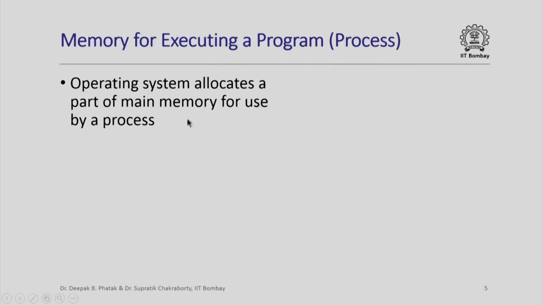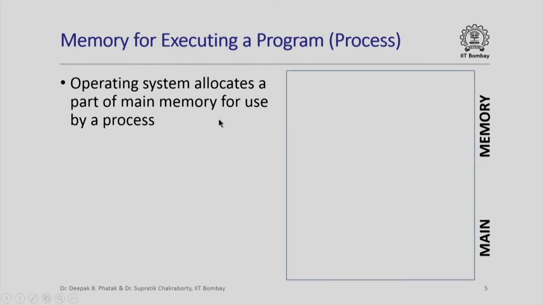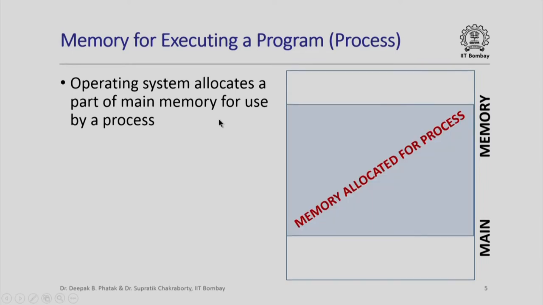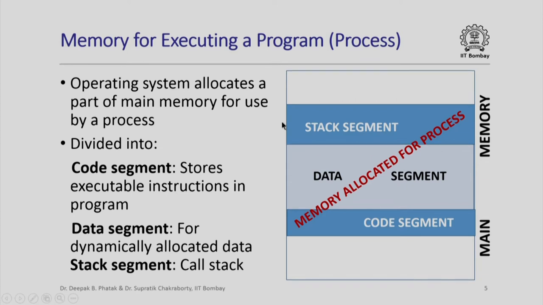Let's quickly recall what the memory for a program in execution, or a running process, looks like. The operating system is going to allocate a part of the main memory for use by the process, and this part in turn is going to be divided into three segments: the code segment for storing executable instructions, the data segment for dynamically allocated memory, and the stack segment for storing the call stack.